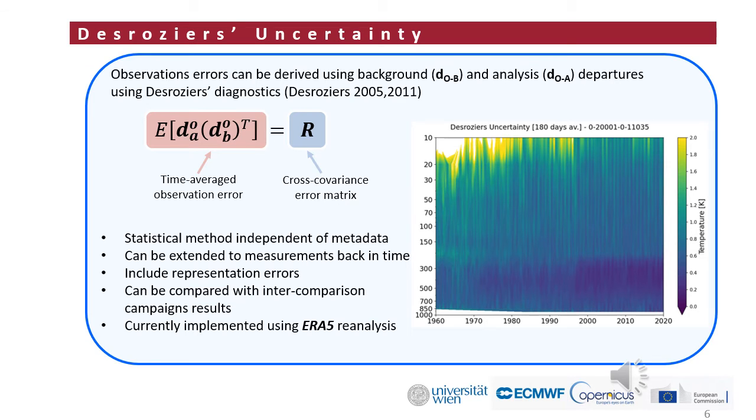In the current version, we use the ERA5 reanalysis, but this can be easily extended to other reanalyses in the future extension of the database. This means that we can calculate errors back in time, starting from the 1950s, when ERA5 data becomes available. It is also interesting to compare these uncertainty estimates to the observation errors resulting from intercomparison campaigns, which is another key feature of our service.